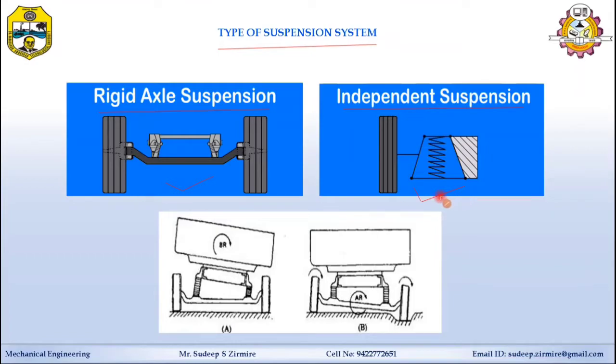torsion bars. The independent suspension system is classified into 5 parts. The first one is the wishbone type independent suspension system. The second one is the MacPherson independent suspension system.